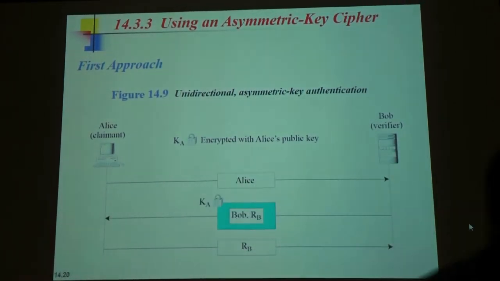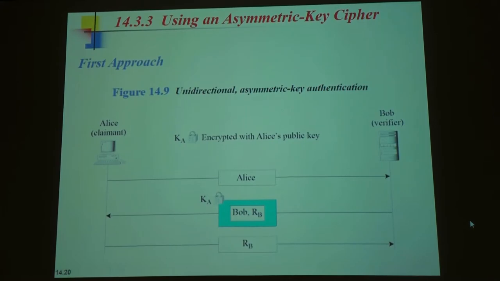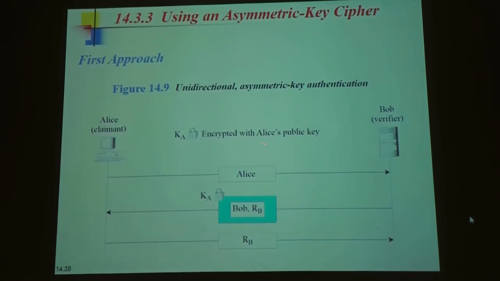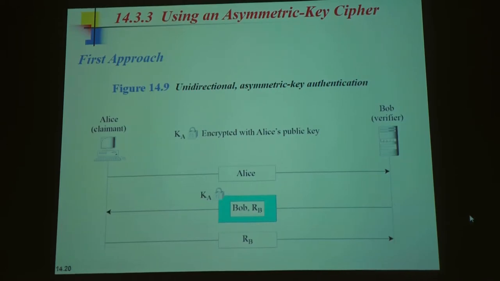So in here, we are using an asymmetric key cipher. What's asymmetric? Two keys, public and private, right? So the first approach is the unidirectional asymmetric key authentication. What will happen? First of all, Alice goes to Bob, and Bob needs to verify. So Bob sends RB, which is a nonce, with the name, and this will be encrypted with key A. What's key A? It's the public key of Alice.